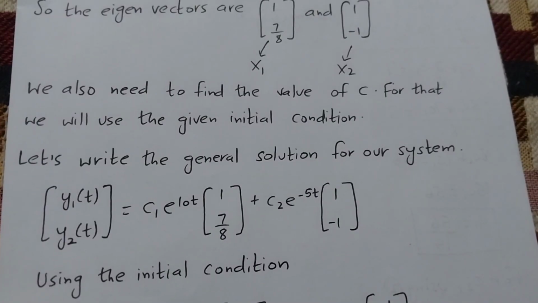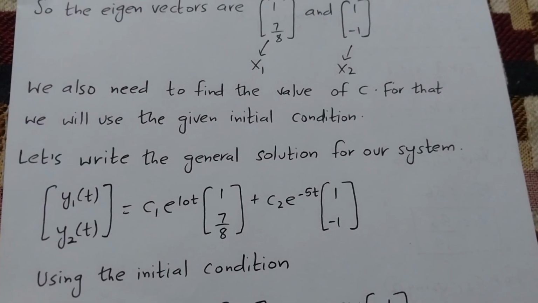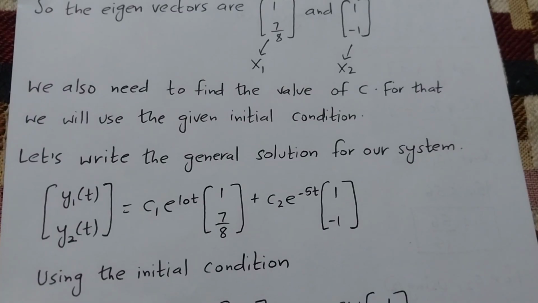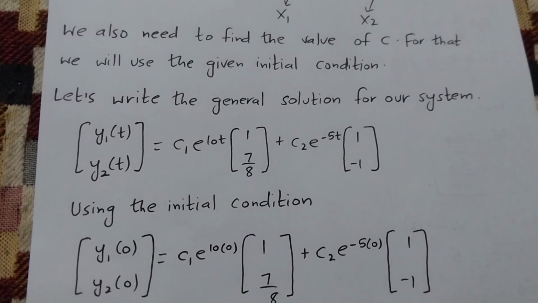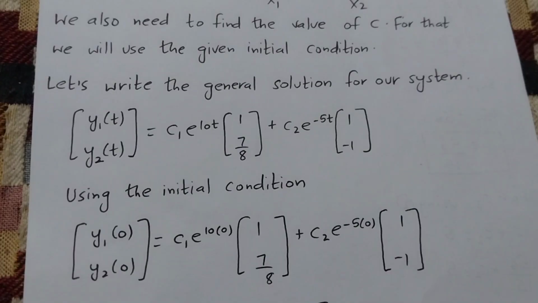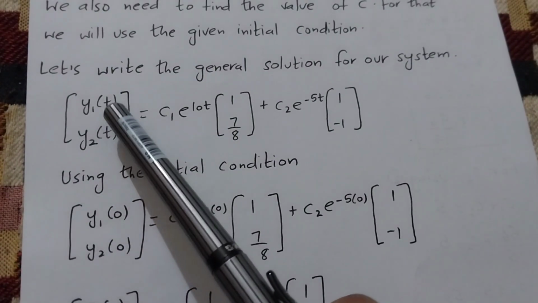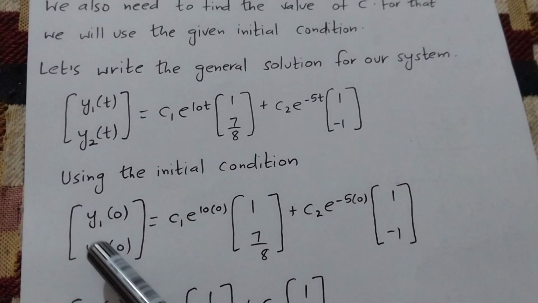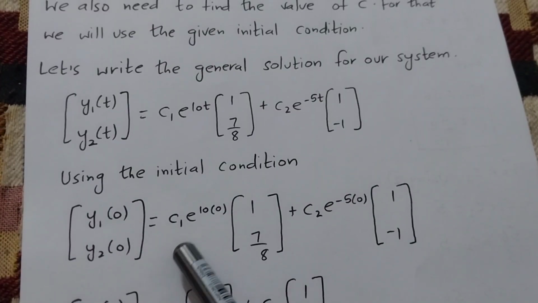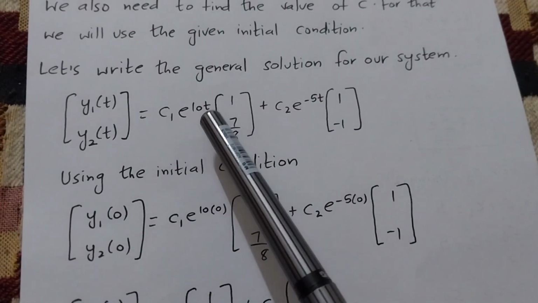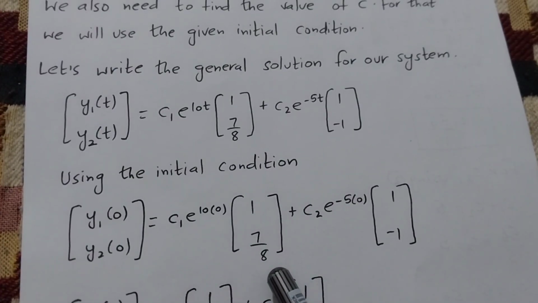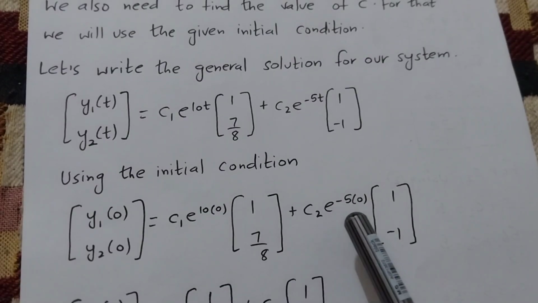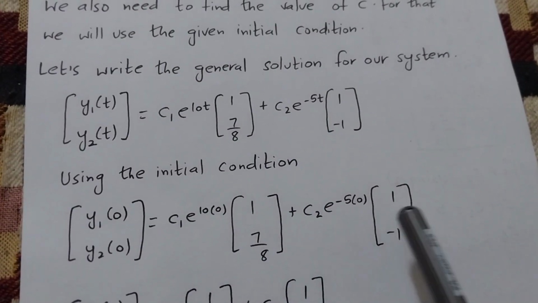But if we want to write a particular solution, we'll have to use the initial condition to get the values of c1 and c2. We were given an initial condition, which was the value of y1 and y2 at t equal to 0. So we put t equal to 0 in the left hand side and also the right hand side. So y1 of 0, y2 of 0 is equal to c1 into e raised to power 10 into 0, into 1 and 7 by 8, plus c2 into e raised to power minus 5 into 0, because t was 0, into 1 and minus 1.